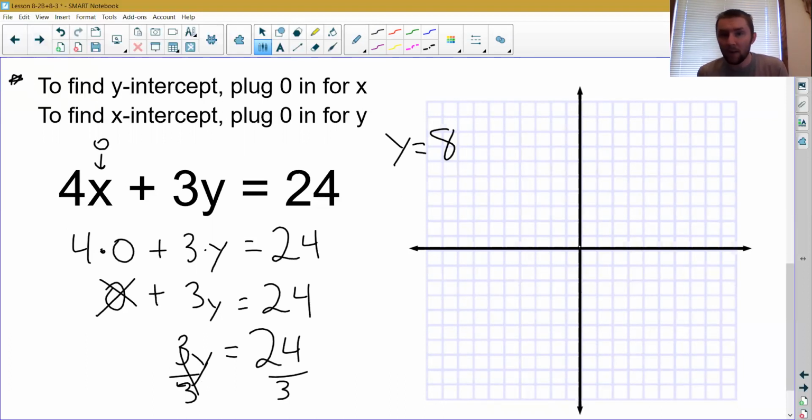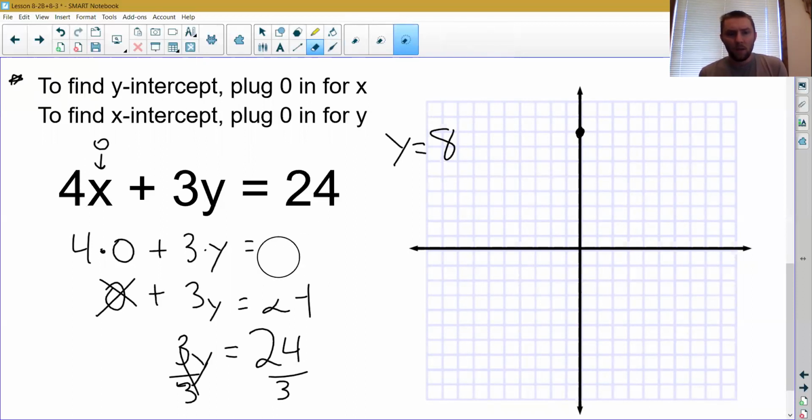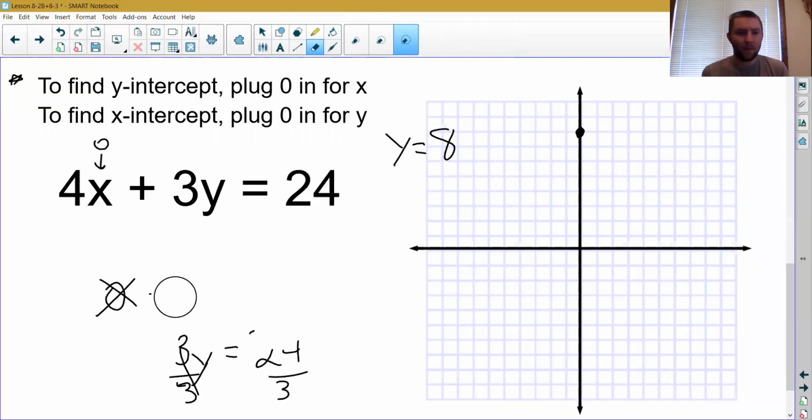So if I go on my graph and I plot that then, 2, 4, 6, 8 is right up here. So I plot that y-intercept up there on my y-axis at 8. Okay, so I plugged 0 in for the x, and then I do math. Okay, then I use my algebra skills, my solving equation skills, to find that y value. Okay, so if I go back then and I find my other intercept, I want to find my x-intercept.